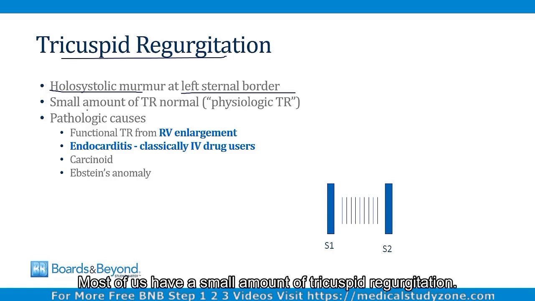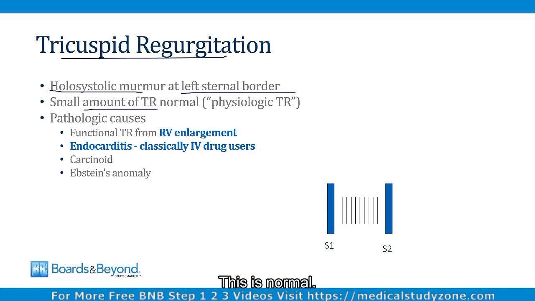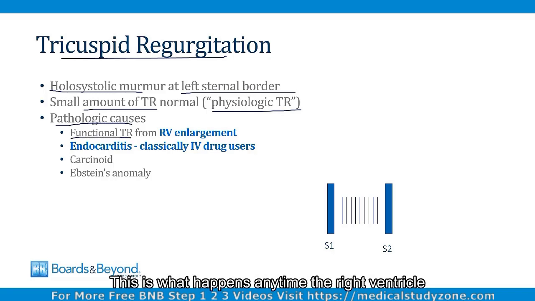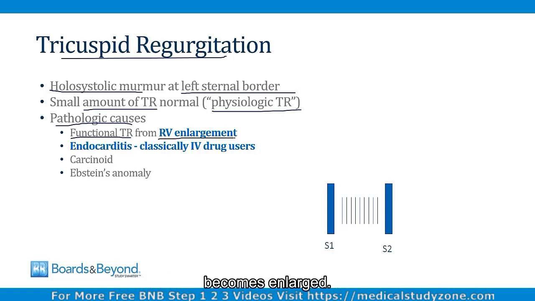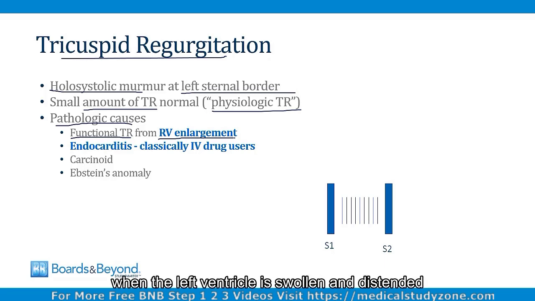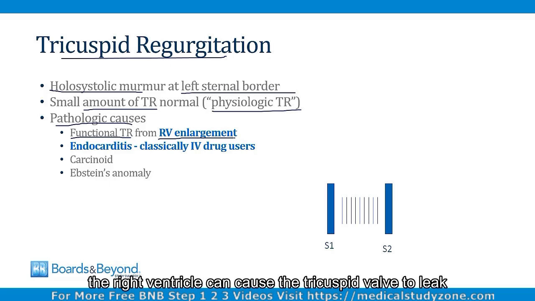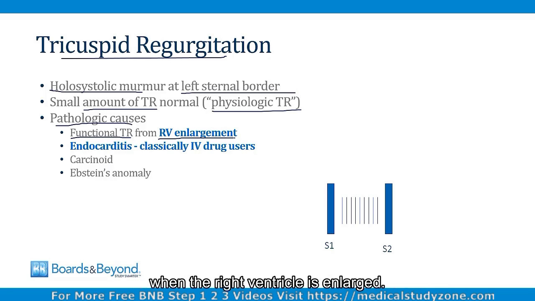Most of us have a small amount of tricuspid regurgitation. This is normal. This is called physiologic tricuspid regurgitation. But there are some pathological causes. The first one is functional tricuspid regurgitation. This is what happens anytime the right ventricle becomes enlarged, for example, in patients with chronic pulmonary hypertension. So just like the mitral valve can leak when the left ventricle is swollen and distended in heart failure patients, the right ventricle can cause the tricuspid valve to leak when the right ventricle is enlarged.